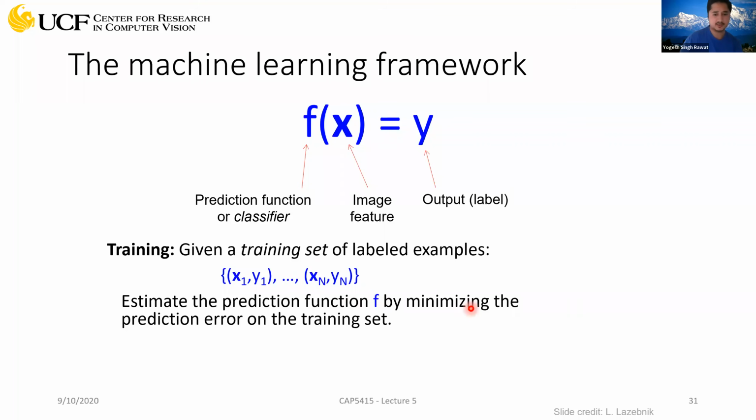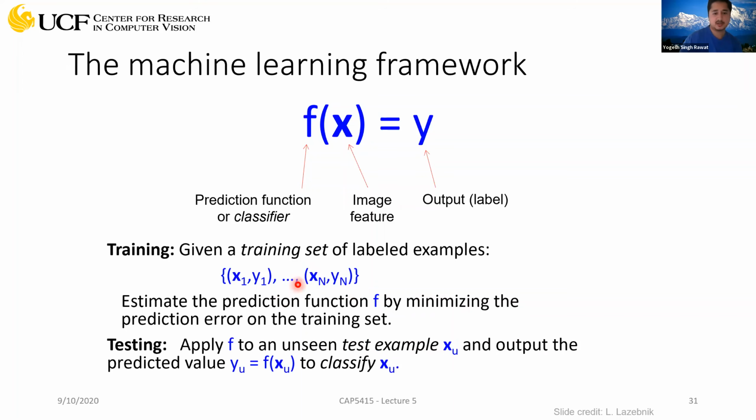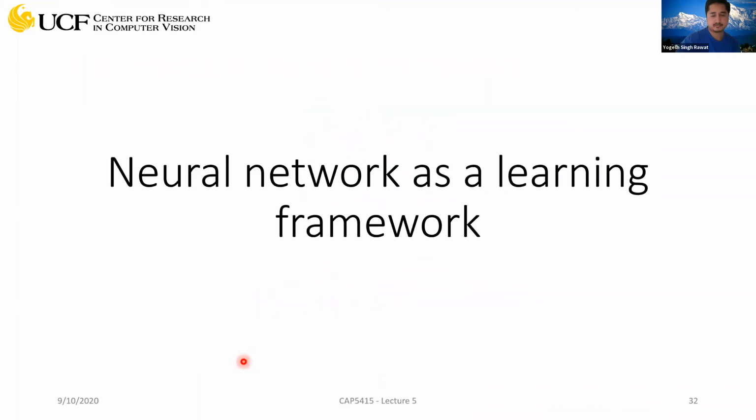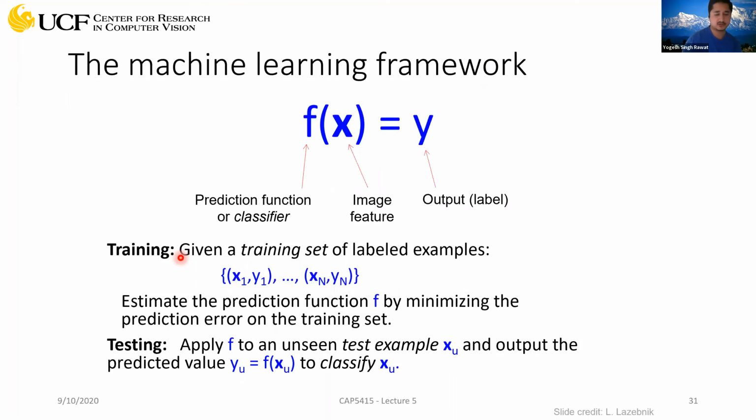And there are different ways. I'm not going into detail right now, but after training, it's going to give you a function. If you apply that function on some unseen test examples, it will predict the value which you are looking for. Now, let's see how we can use neural networks as these functions. So we will replace these functions with just neural networks. And of course, we can have many different variations from machine learning.